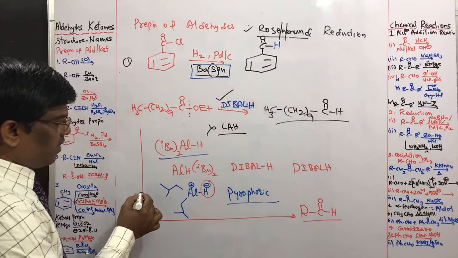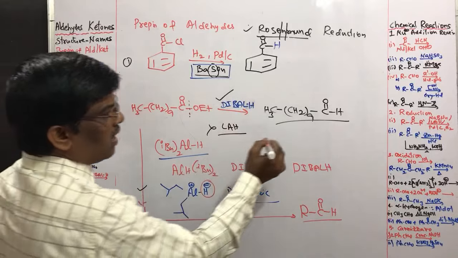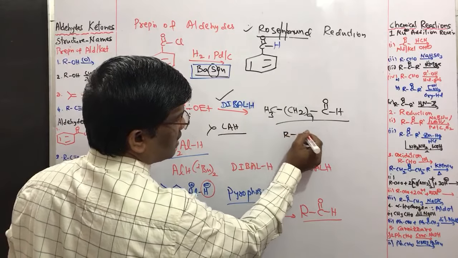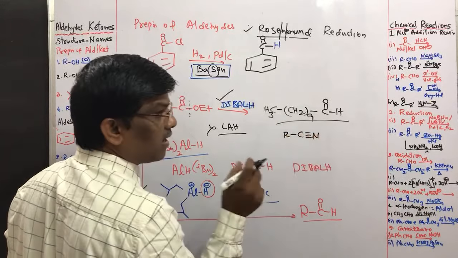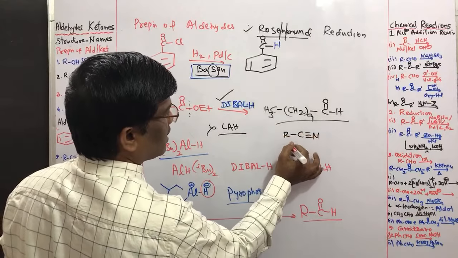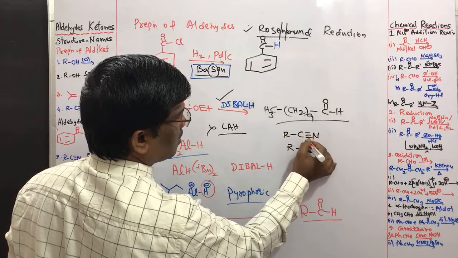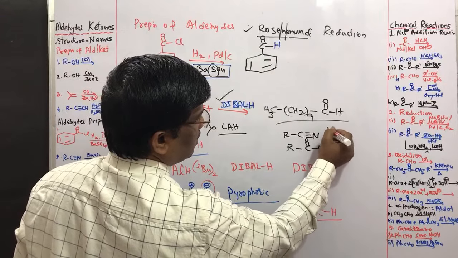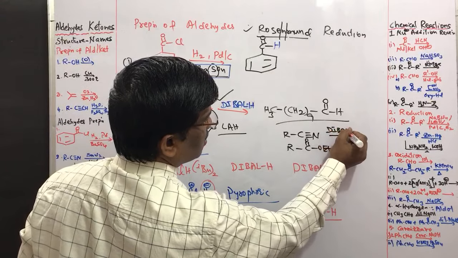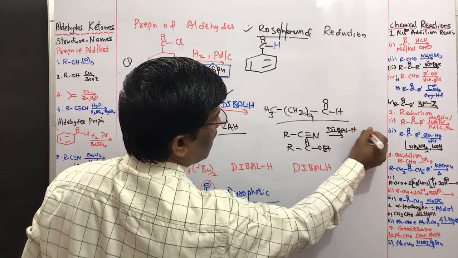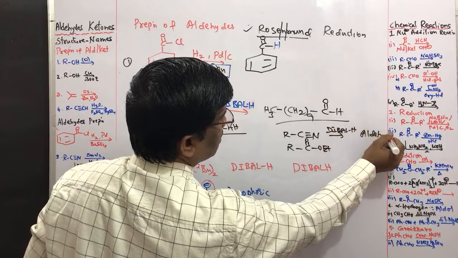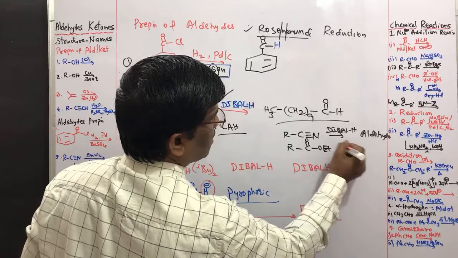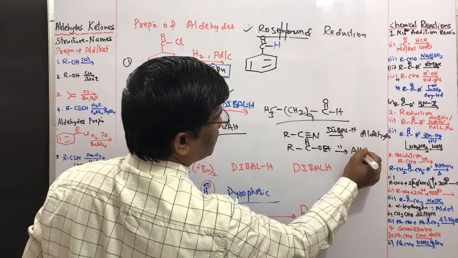So DIBAL-H is a very specific reagent where nitriles, this is cyanide, I can say cyanide or nitrile, and esters. Please remember or write down somewhere. DIBAL-H is going to give aldehydes, and esters also give aldehydes.